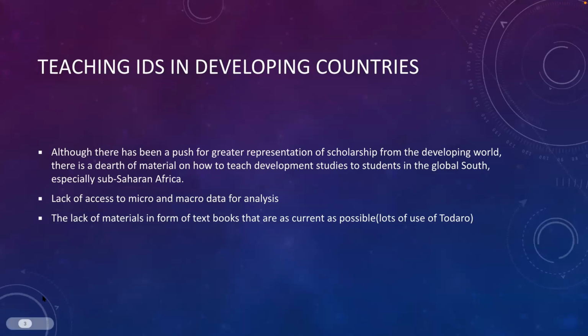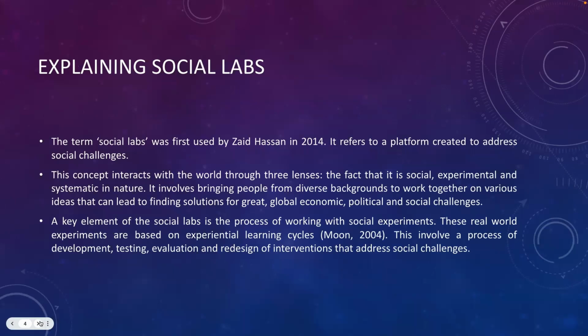How do we make it easy for students to understand that there are actually links between what we theorize in class, those models, the concepts that we explain, and actual working ideas that they can access? So moving on to the next slide, I'm looking at the use of social labs.